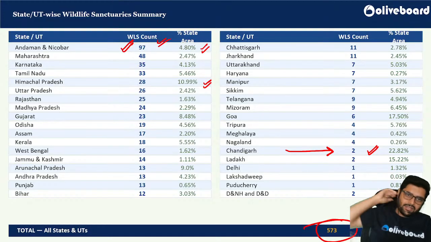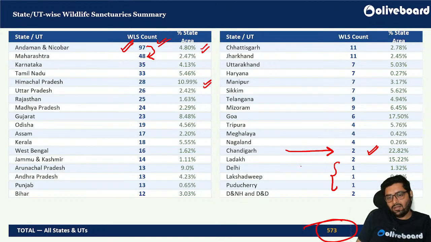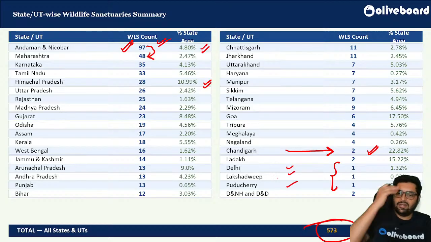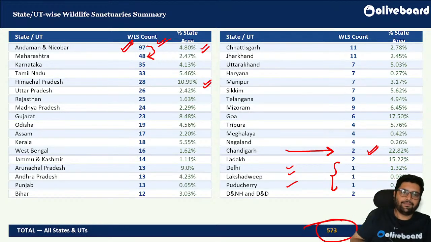Second highest is Maharashtra, which is less than half of Andaman Nicobar. Okay. So this is how you have to remember. We have only three places which have only one: Delhi, Lakshadweep, and Puducherry. All three are Union Territories. Okay. Delhi, Lakshadweep, and Pondicherry.